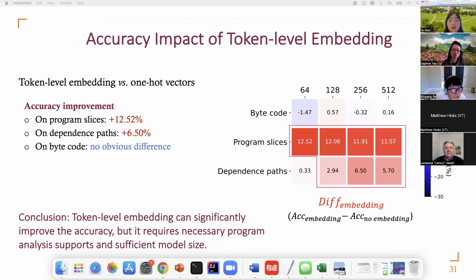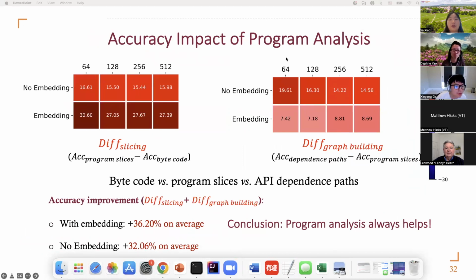Next, we visualize the accuracy impacts derived from program analysis, specifically the program slicing followed by the API dependence graph building. By tracking the two figures, we found that program analysis always helps. Both of the two program analysis strategies had substantial improvements, no matter with embedding, reflected by this row, and without embedding, reflected by this row. Overall, the average accuracy improvement reaches around 36% with embedding and 32% without embedding.